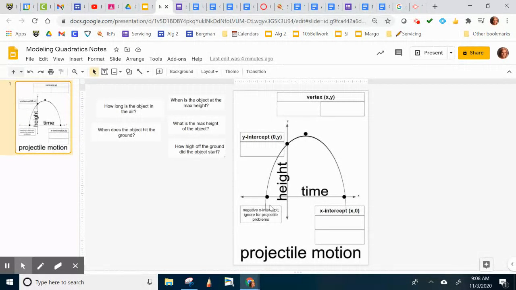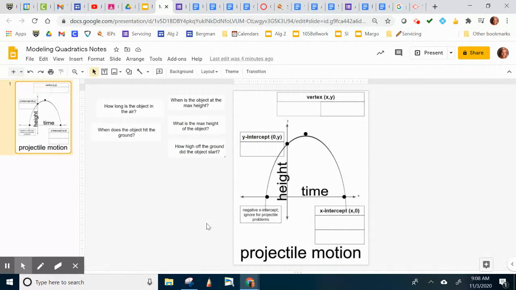Now I want you to notice over here, when we think of our graph, these are positive x's, these are negative x's. It says here to ignore the negative x-intercept for these kind of problems. Why would we do that? If x tells us time, why would we ignore the negative x's? We're going to ignore them because you cannot have negative time. That doesn't make sense unless you have a time machine.